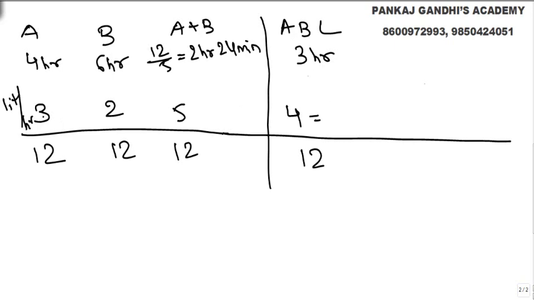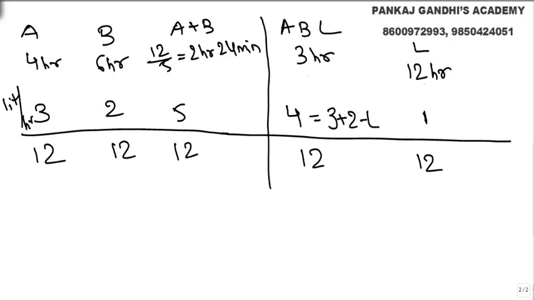But out of that, A fills 3, B fills 2. So they filled 5, minus leakage is 4. So leakage per hour empty is 1 liter. To empty the full tank, 12 liters, they are going to need 12 hours.